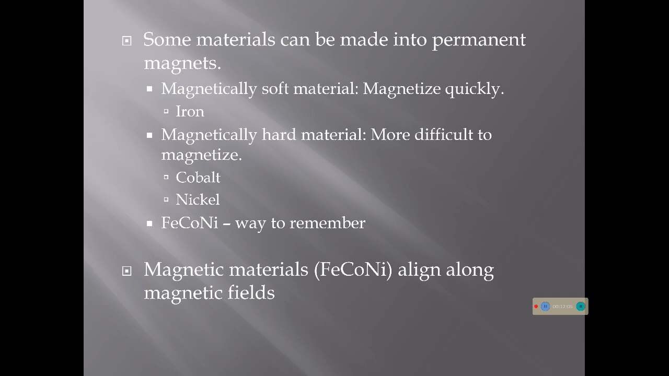Some magnets can be made into permanent magnets. Materials that magnetize quickly are iron. Materials that do not magnetize quickly are cobalt and nickel. So here's the deal. There are only 3 materials that can become magnetic.